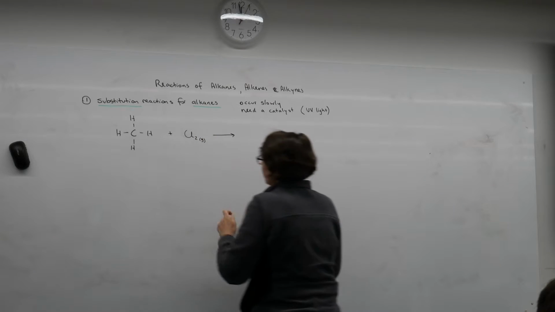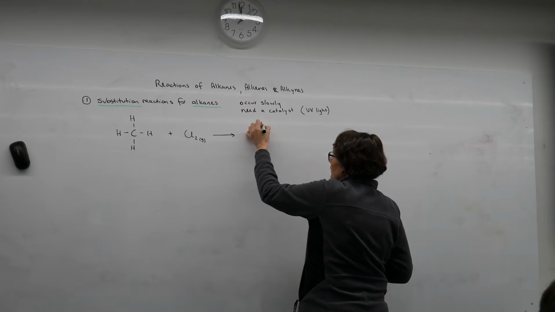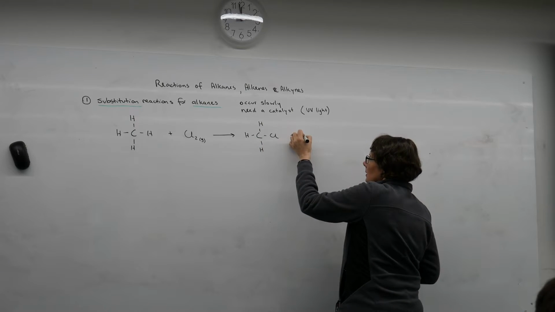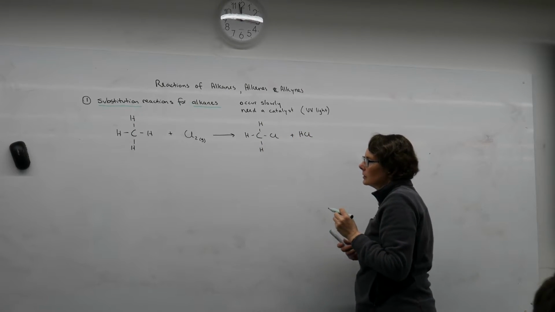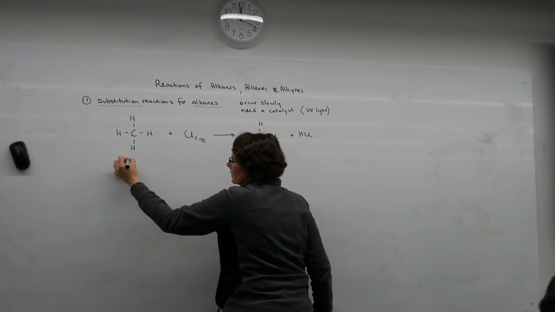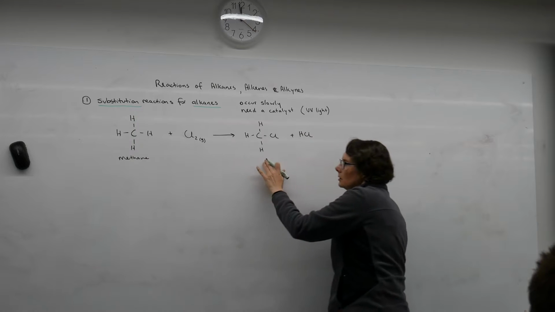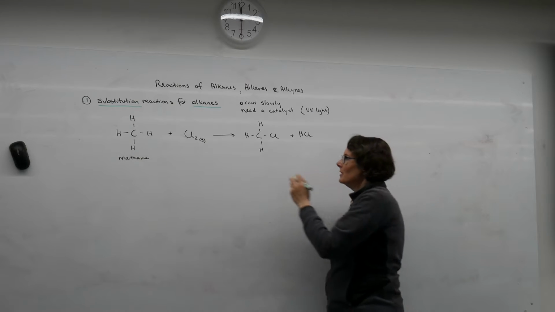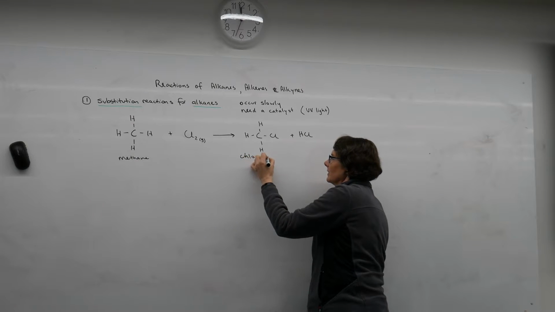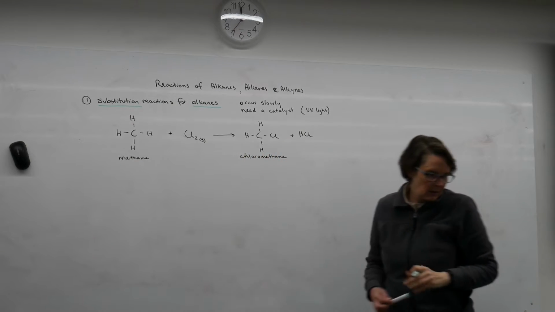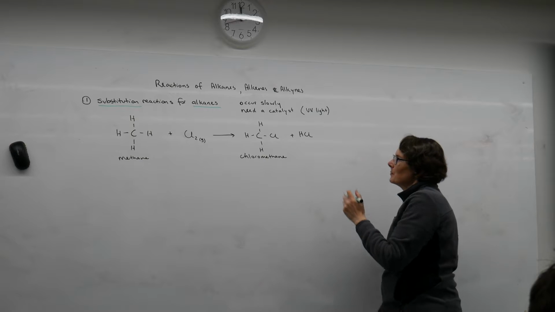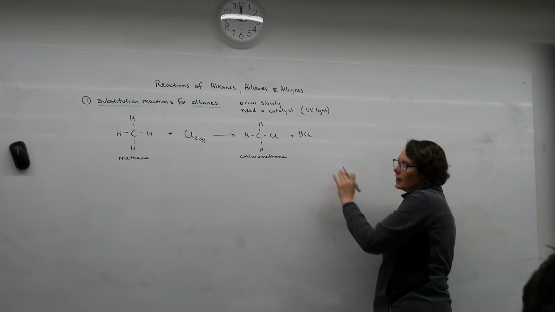And so what we end up forming is, well, if this is methane, what's this one called? Chloromethane. Chloromethane. Names are written in the book. And hydrogen chloride is our other product.